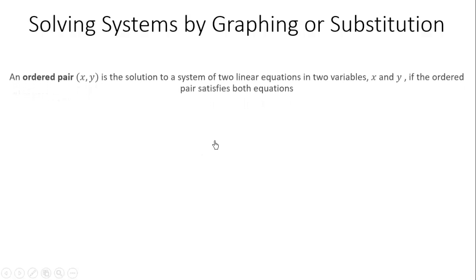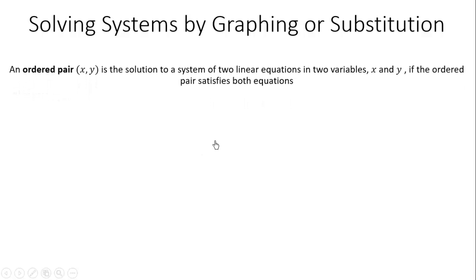Now, when we solve a system of equations, in this case, we are solving two linear equations in two variables, in x and y. Then we have an ordered pair, (x, y), which is the solution to the system. Being a solution means the ordered pair (x, y) satisfies both equations, or the ordered pair satisfies the system.